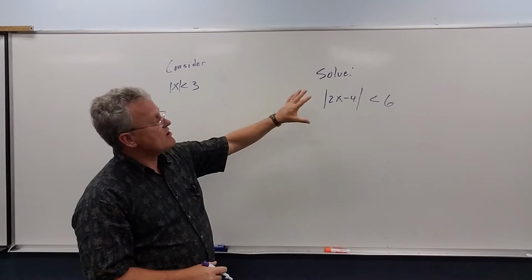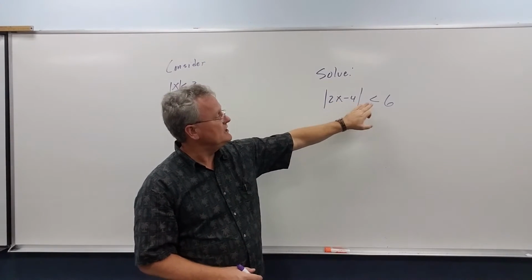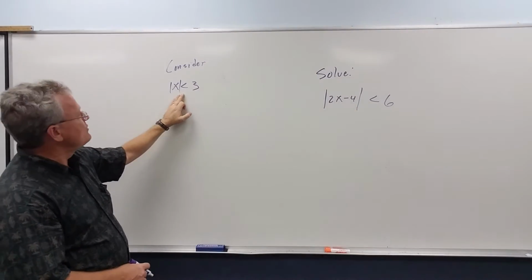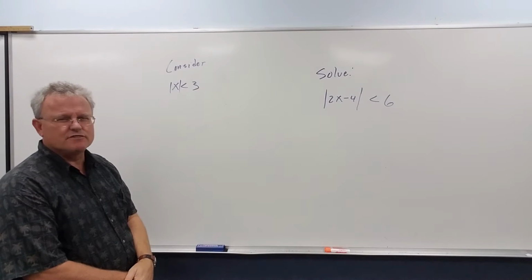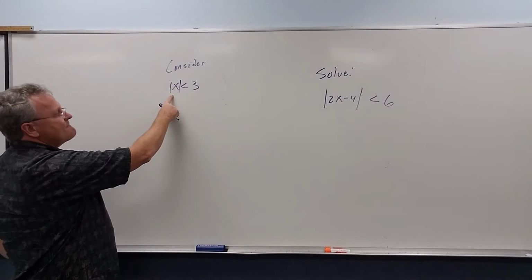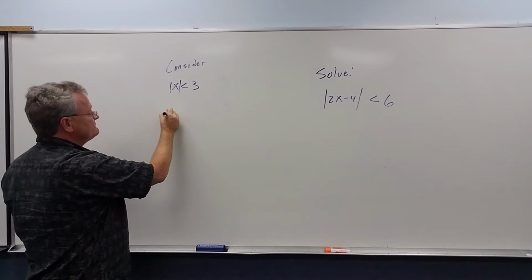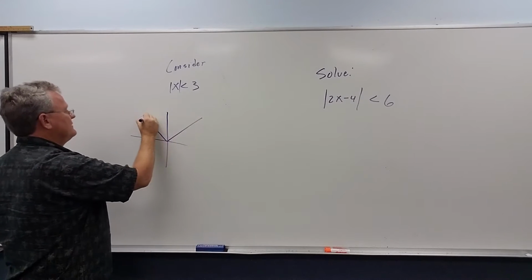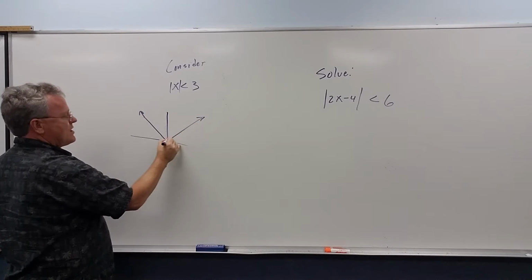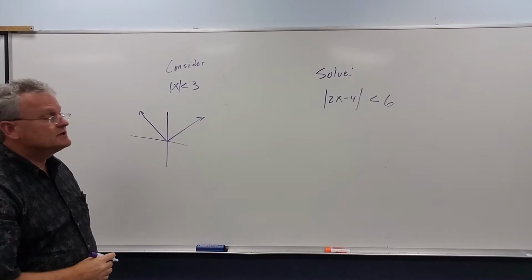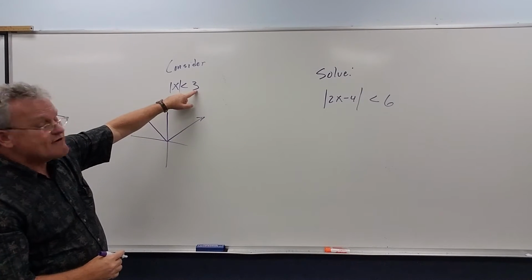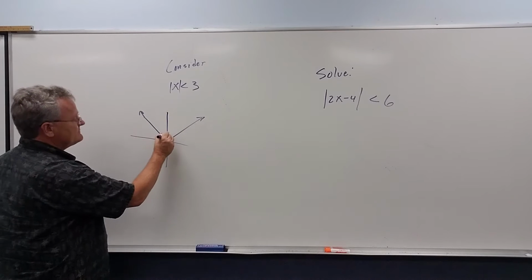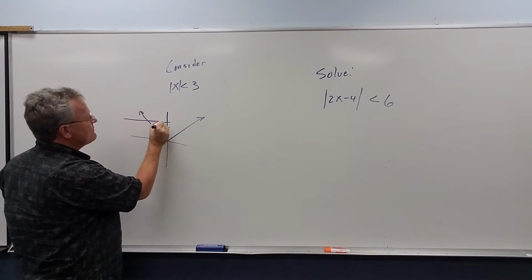Okay, so before I solve an absolute value inequality problem, let's consider a very simple one. The absolute value of x is less than 3. If I graph y equals the absolute value of x, we get this V-shaped curve. This is the graph of y equals the absolute value of x. If I also graph y equals 3, well, the graph of y equals 3 is a horizontal line going through y equals 3.